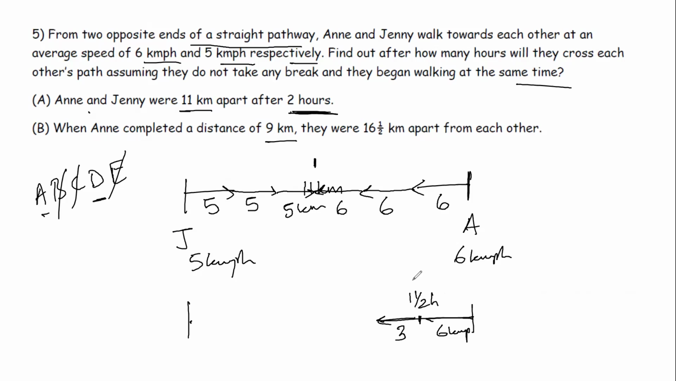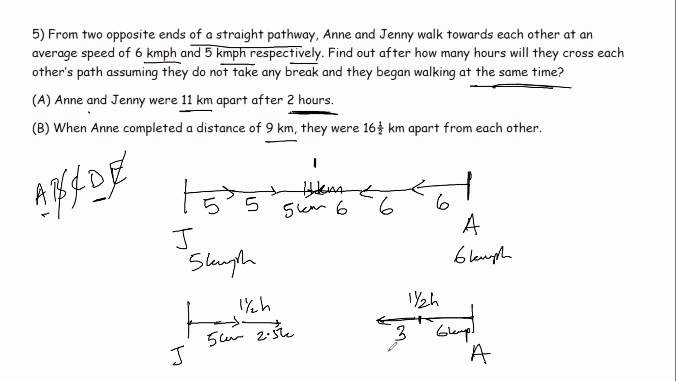All right. So remember they both began at the same time, right? So obviously if she traveled for 1.5 hours, Jenny will cover in 1 hour 5 kilometers, and in half an hour she'll cover 2.5 kilometers. So that is also 1.5 hours, right?